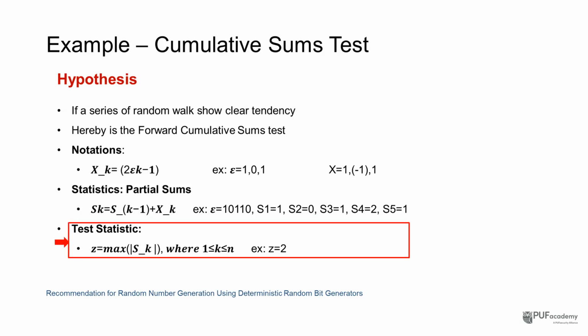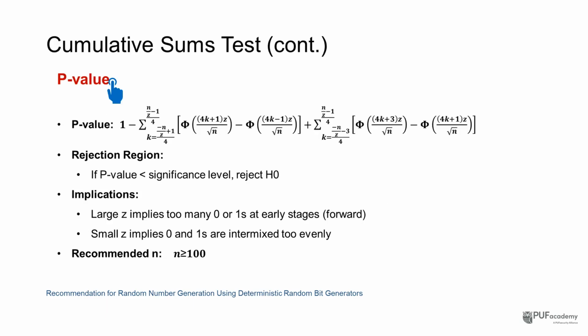Finally, we determine the test statistic. This value, z, is the maximum absolute value of all the partial sums calculated during the entire sequence. In our example, the test statistic z would be the maximum among those, which is 2. The final result, z, is then used to determine if the sequence is sufficiently random, based on the maximum excursion of the random walk.